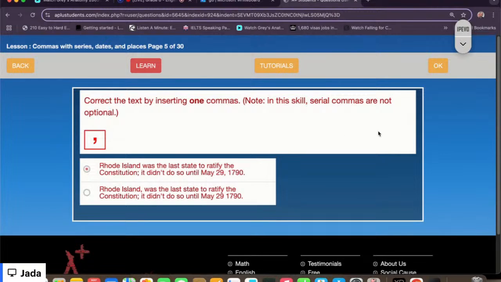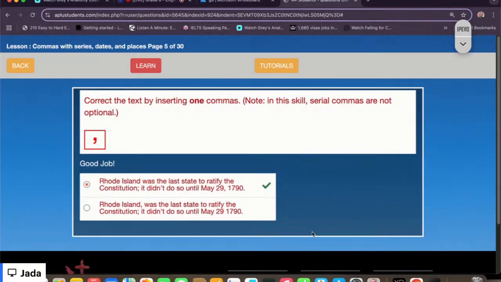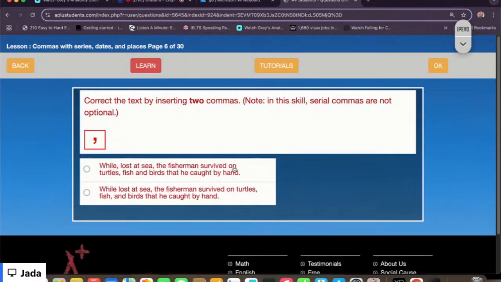All right, so we have the first. Okay, so two commas here. While lost at sea, the fisherman survived on turtles, fish, birds, and birds that he caught by hand. So what's the right one here?